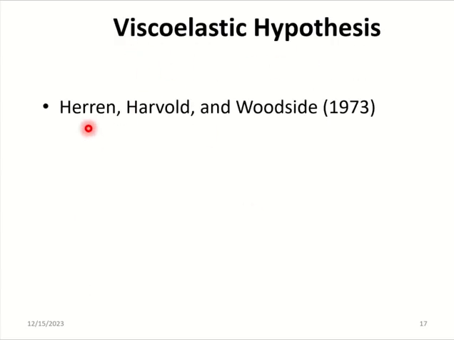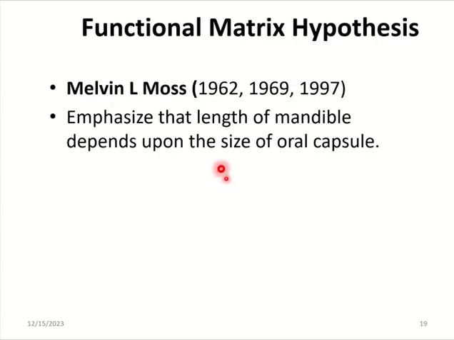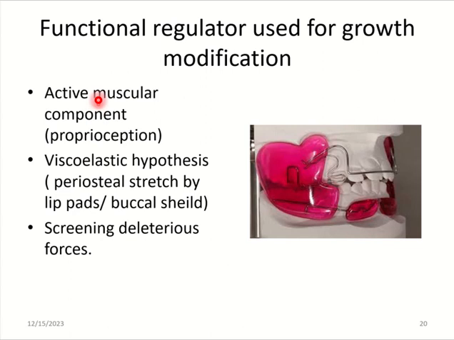Viscoelastic hypothesis was given by Herren, Harvold, and Woodside in 1973. They said, as I already explained, the stretch of the retrodiscal tissue induces new bone formation because there is a stretch, there is infiltration of the osteoblasts at that point, and there is new bone formation at the condyle. Functional matrix hypothesis was given by Melvin L. Moss. He had a set of three articles that he published in 1962, 1969, and 1997, all of which emphasize that the length of the mandible depends on the size of the oral capsule.